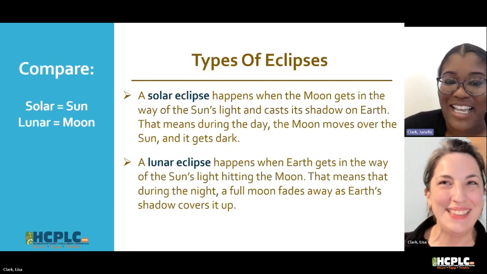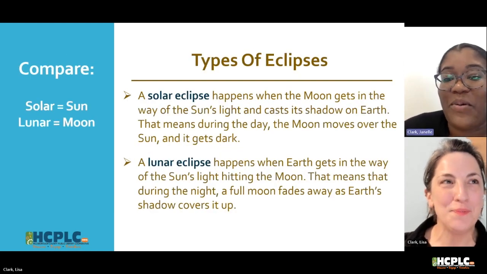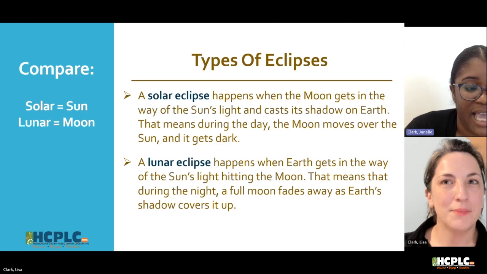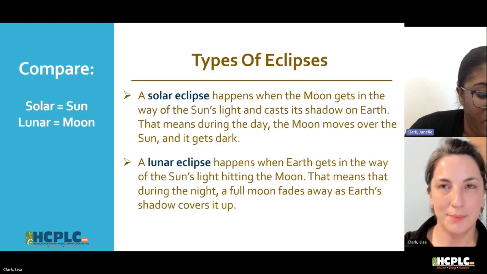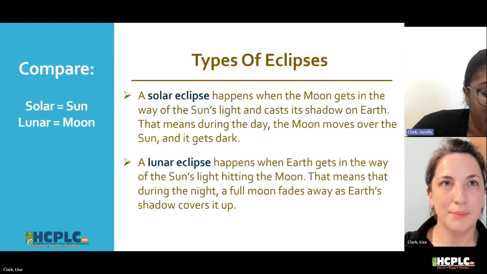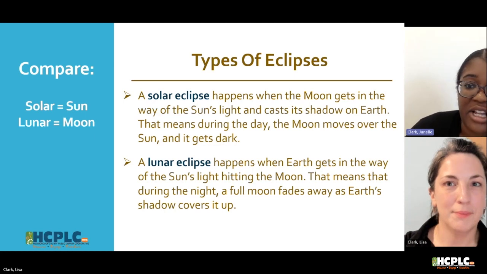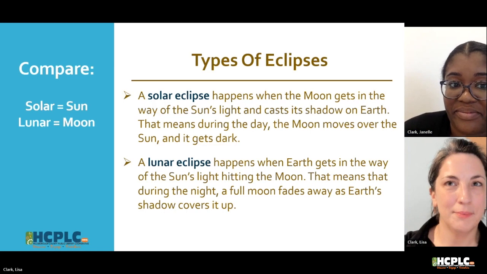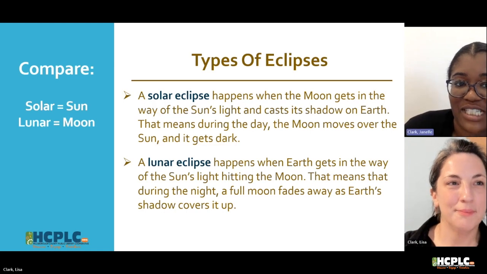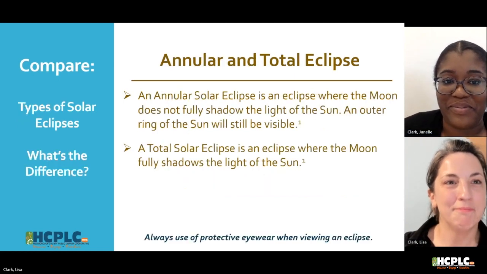So the solar eclipse happens when the moon gets in the way of the sun and the light casts a shadow on the Earth. A lunar eclipse happens when the Earth gets in the way of the sun's light hitting the moon. A way to remember these two things is that in a solar eclipse, the sun gets darker, and in a lunar eclipse, the moon gets darker. Solar for sun, lunar for moon.